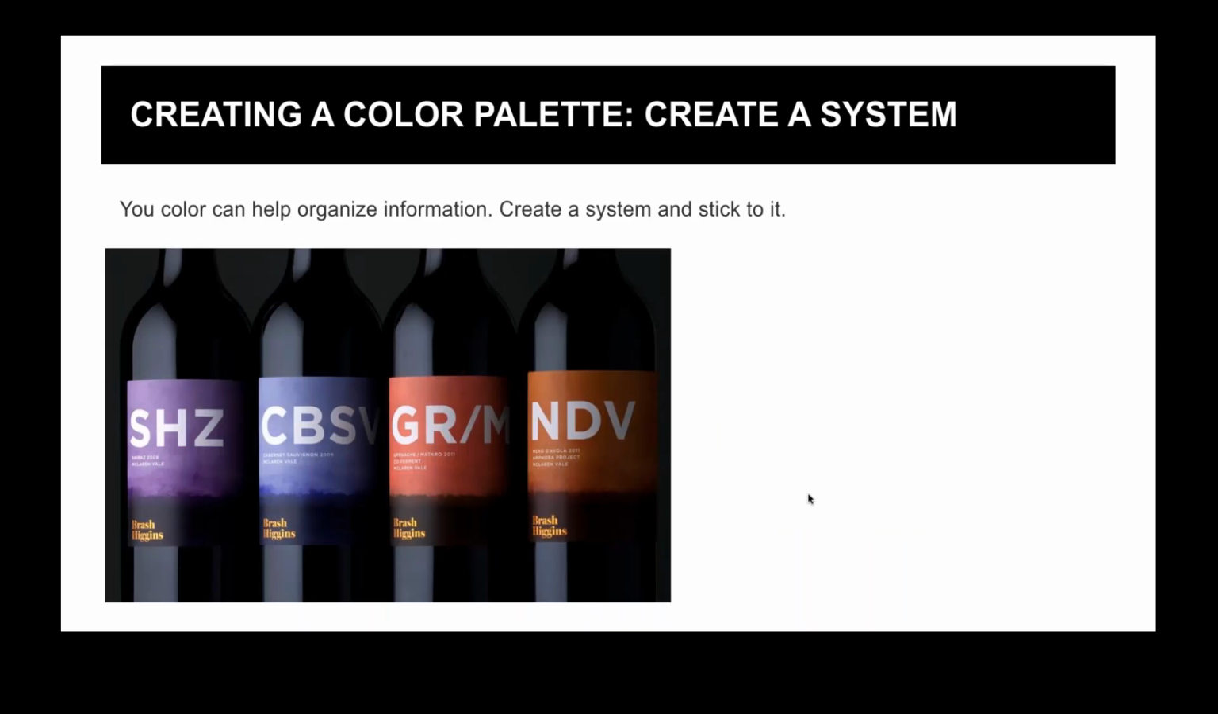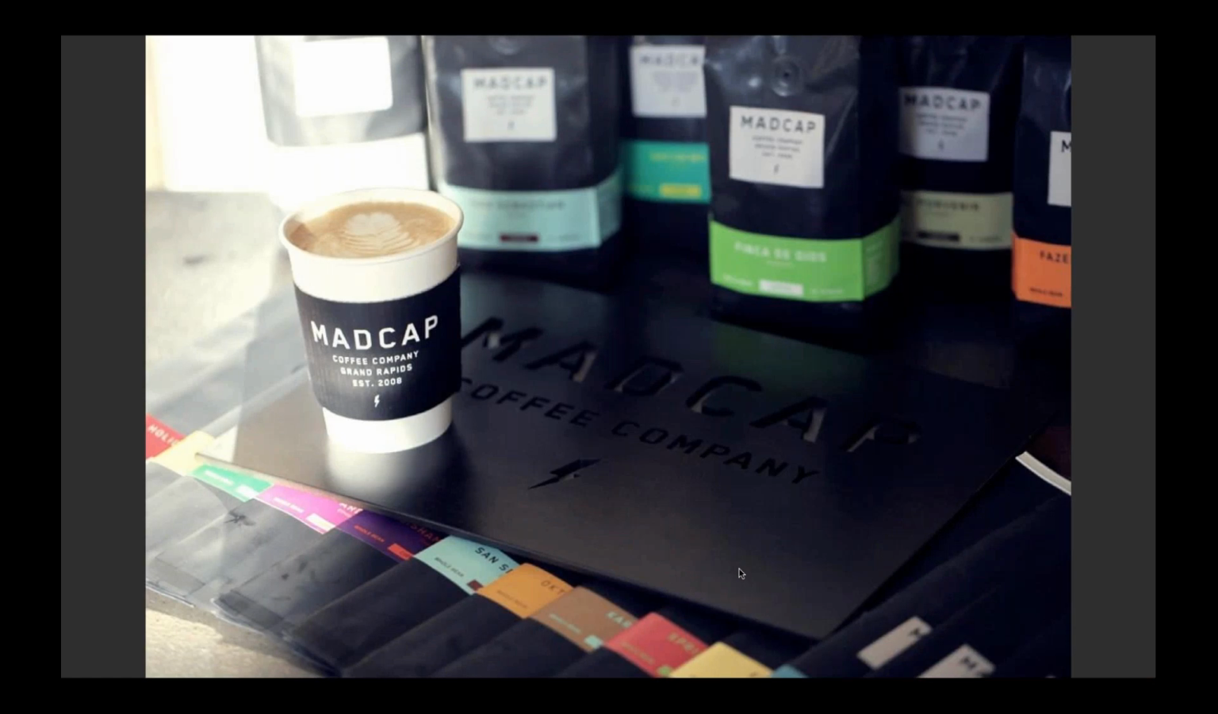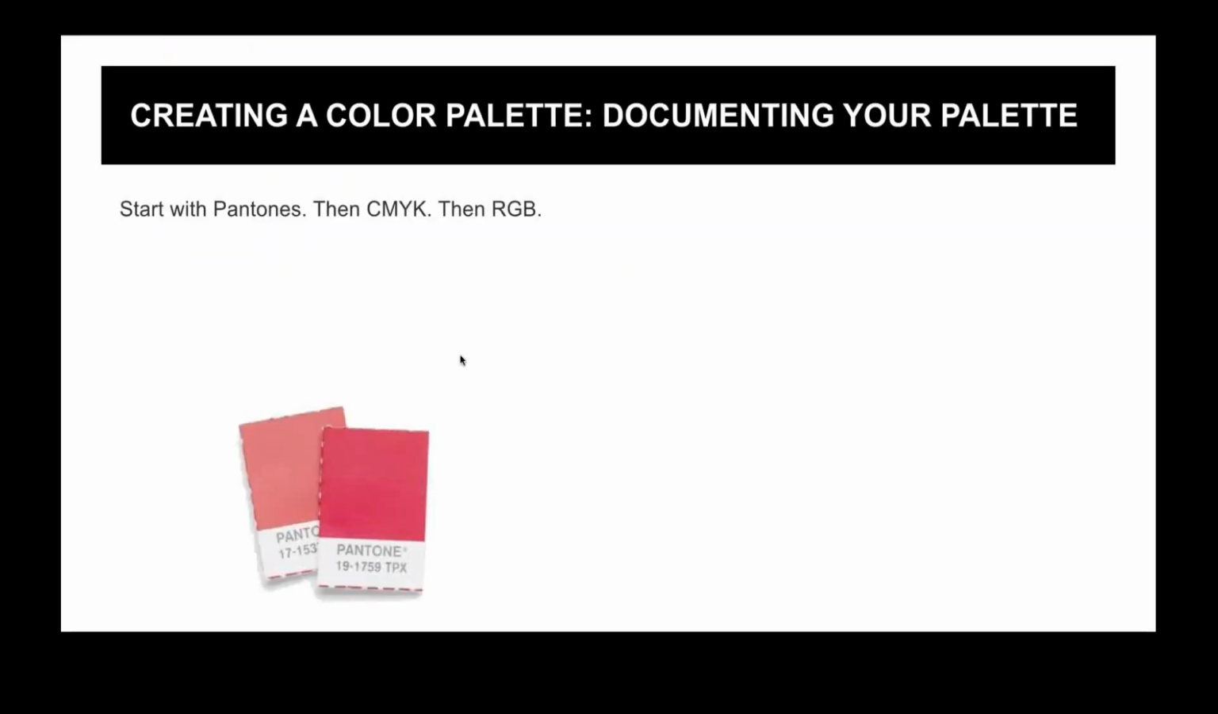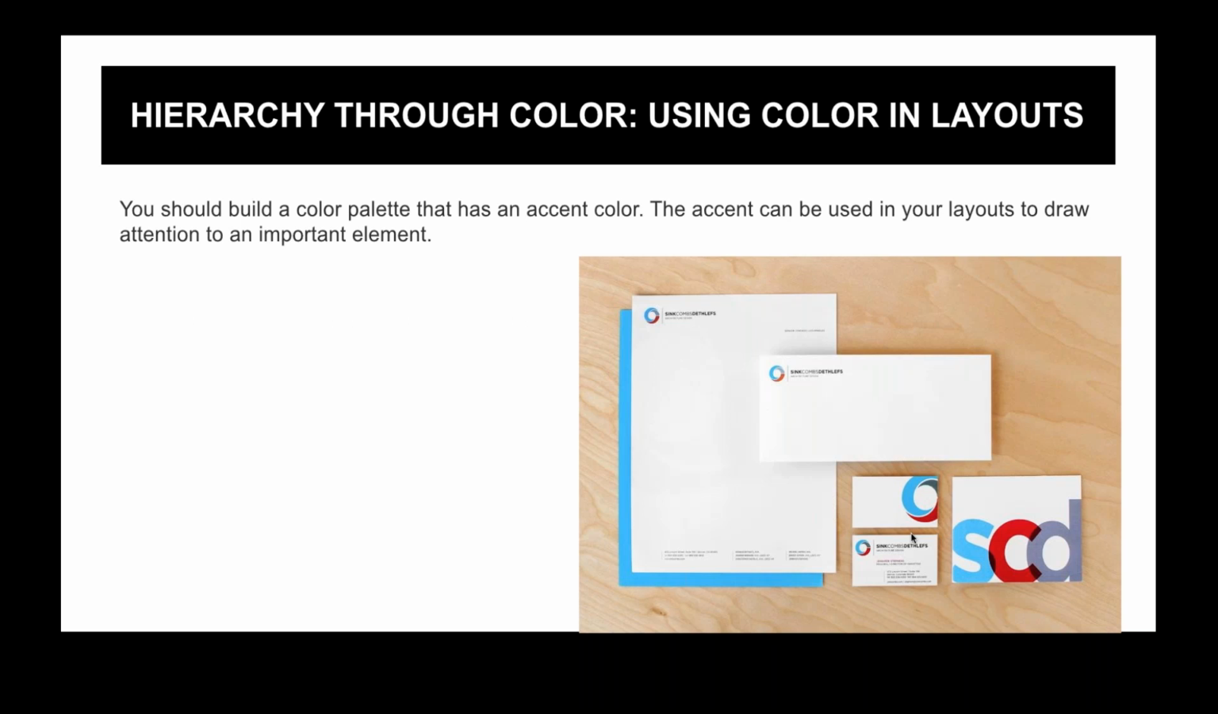Organizing varieties of wine, of coffee. Start with the Pantones, then CMYK, then RGB. That's how I want you to work. You want to put it all together. This is why I'm saying you design your pieces, put it together and get a look at it.